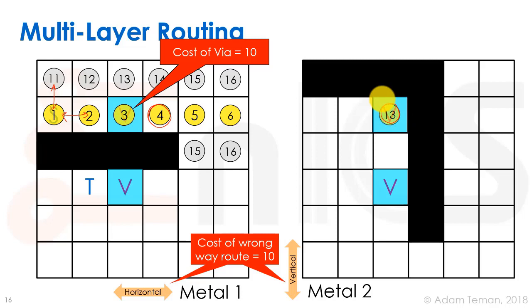So now we're going to assume that we used this via, and we're at 13 over here. And remember that now going north and south will cost us 1, while going east and west will cost us 10. So going south we get 14, and going west we get 23, and we continue like that.